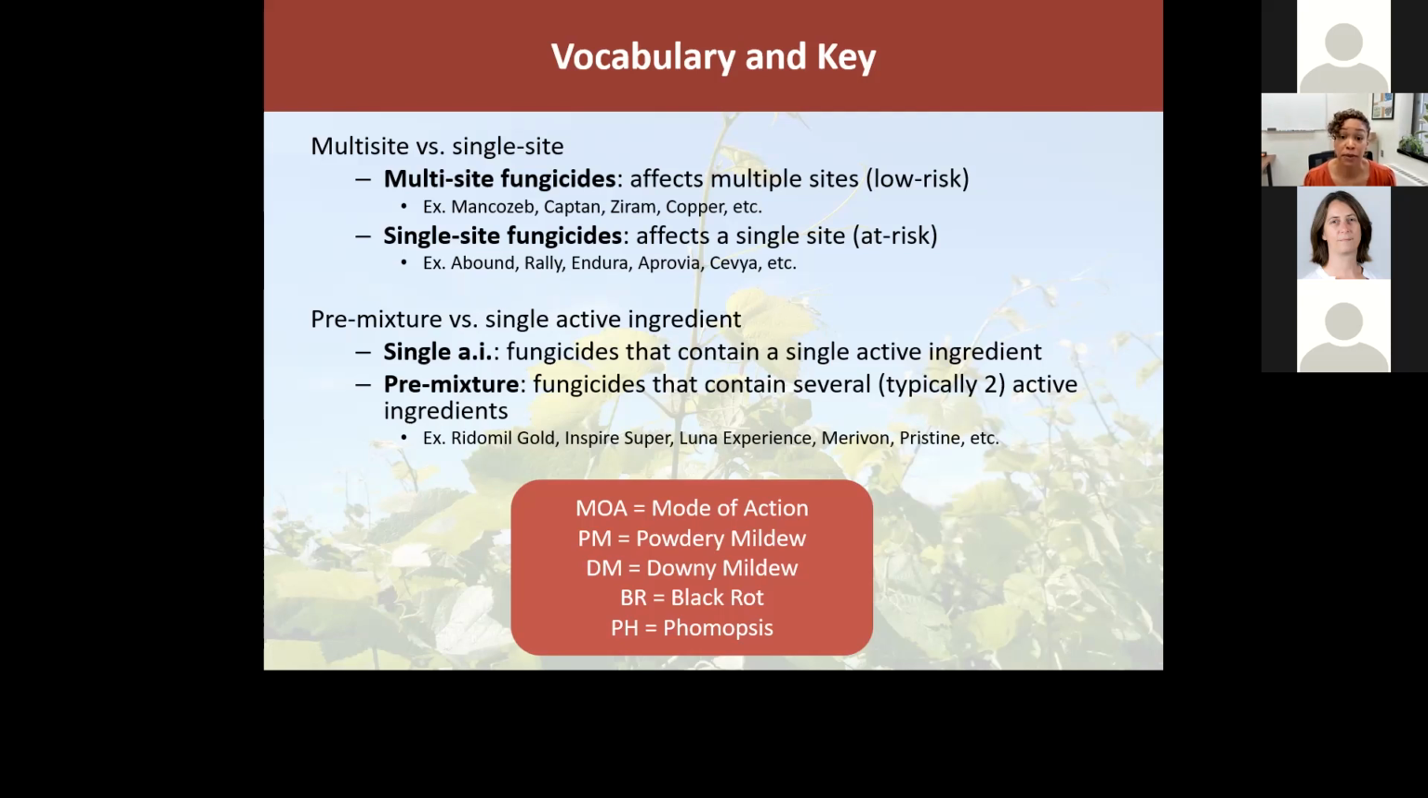Additionally, we think about premixture or single active ingredient. So this is another way we talk about fungicides. When I say a single active ingredient, those are the fungicides that contain exactly that, one active ingredient. So, looking back above, that's like Bound and Rally, that's a FRAC 11 and FRAC 3 respectively. That's a single active ingredient acting on the fungus.